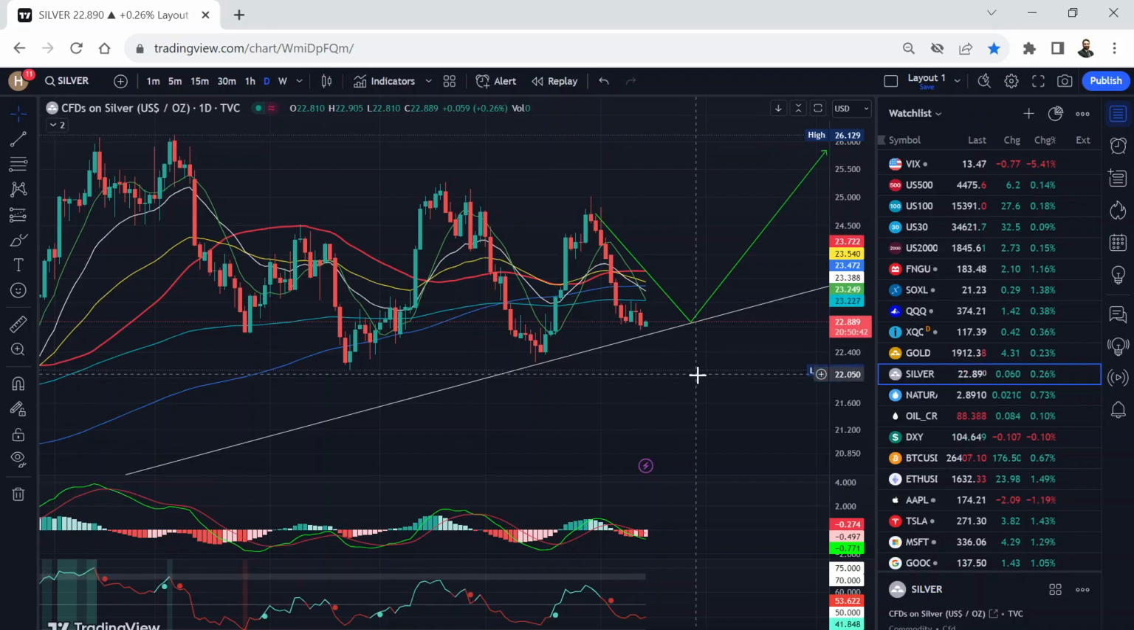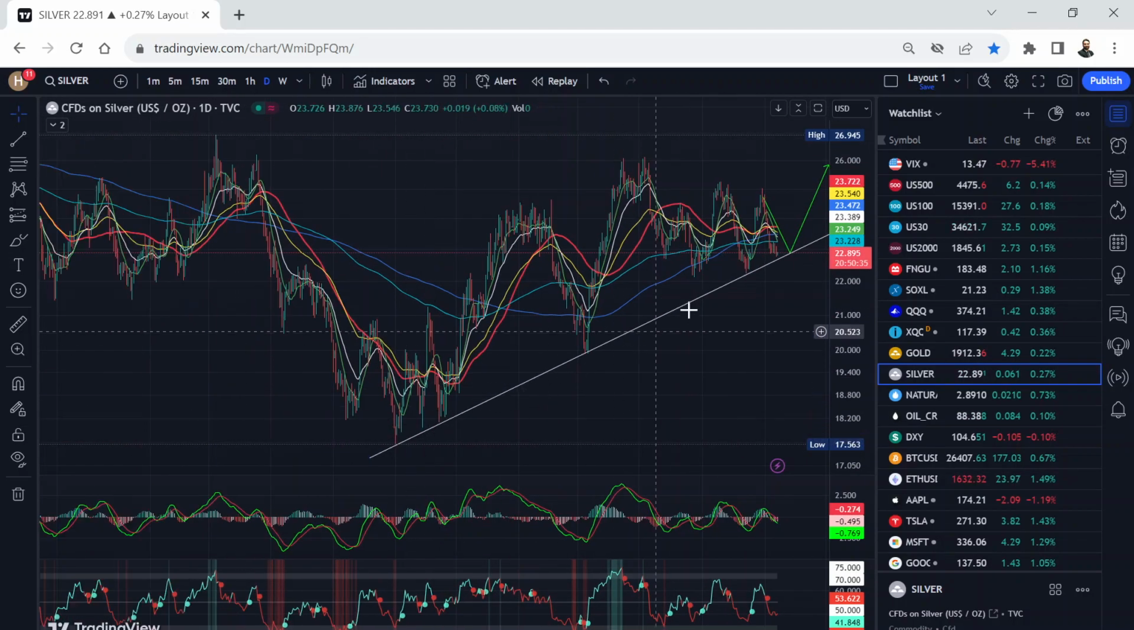It's below all moving averages, but silver can do one big green candle in one day and recover very fast. But this is an objective area to buy, right on support.